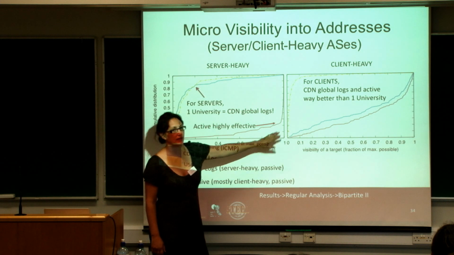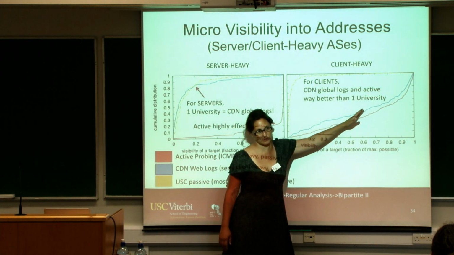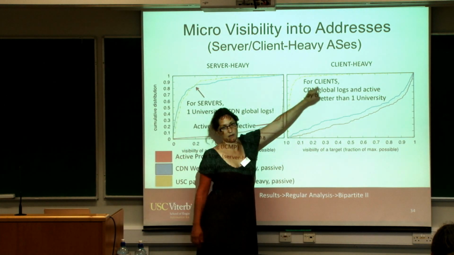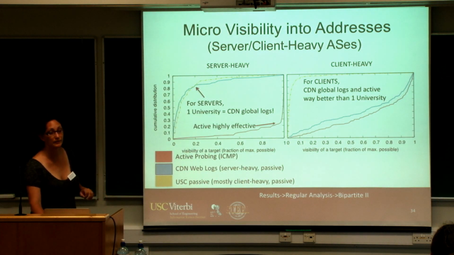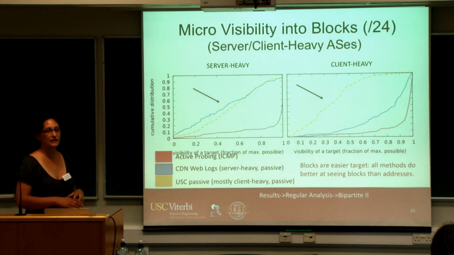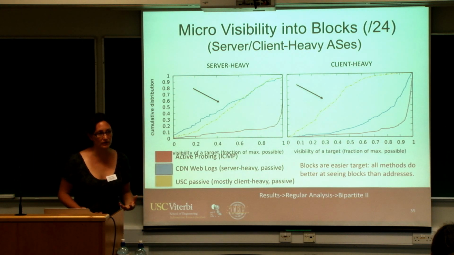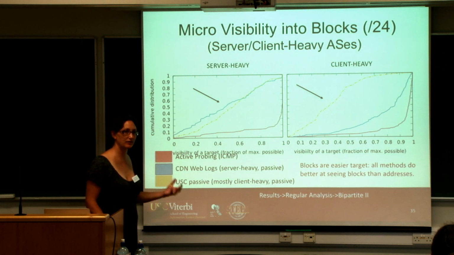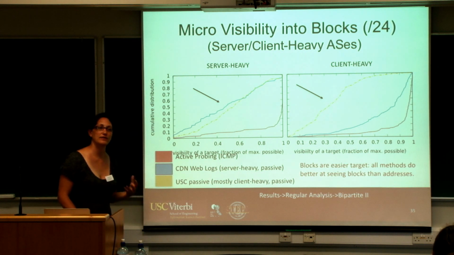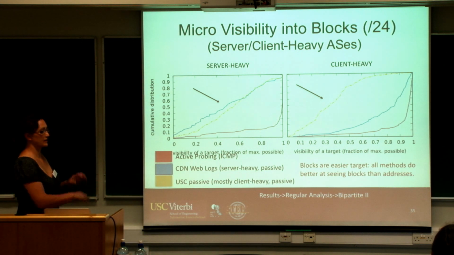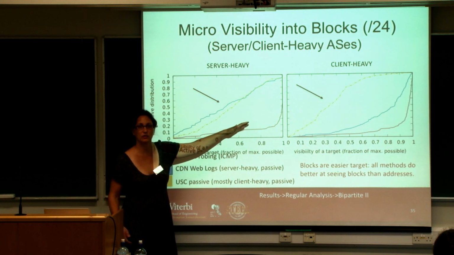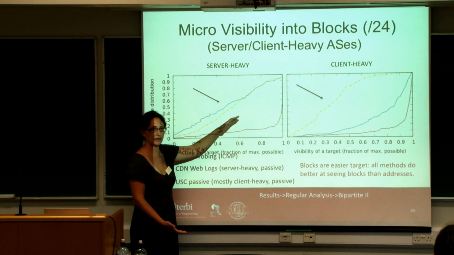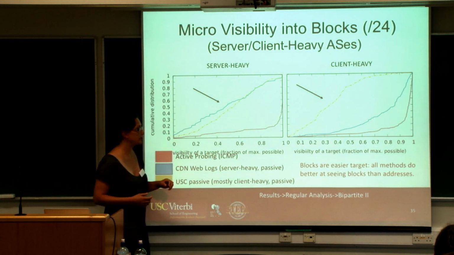All right, client-heavy networks, the CDN and active perform about the same, and passive university that has mostly clients doesn't do as well. If we look at, say, finding /24s instead of looking at individual addresses, so if you're just looking to see if a network has activity at the /24 block level, it improves visibility because, of course, it's a lower bar to see whether a network is active versus an individual IP being active.